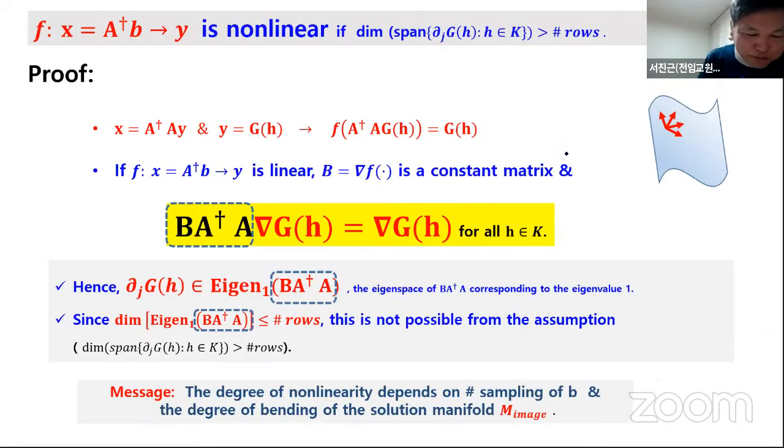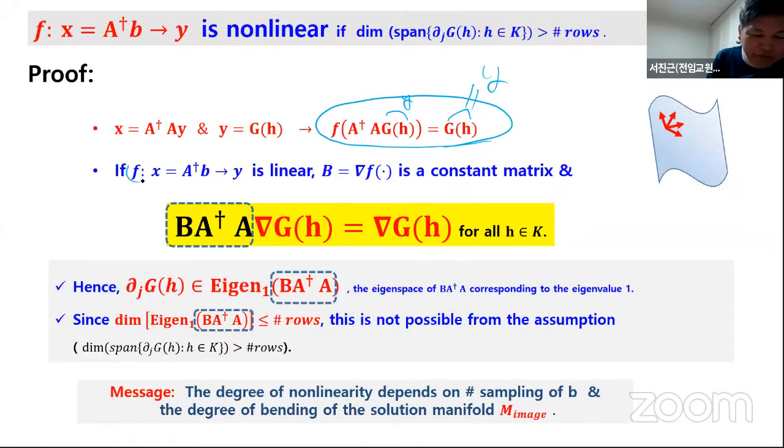Okay, I'll give the proof. Why is that? This map you can write this way: F of A pseudo-inverse times A G(h) is G(h), because this is Y. If F is linear, then the gradient should be constant. So if we take the gradient with respect to h on both sides, we have this thing.